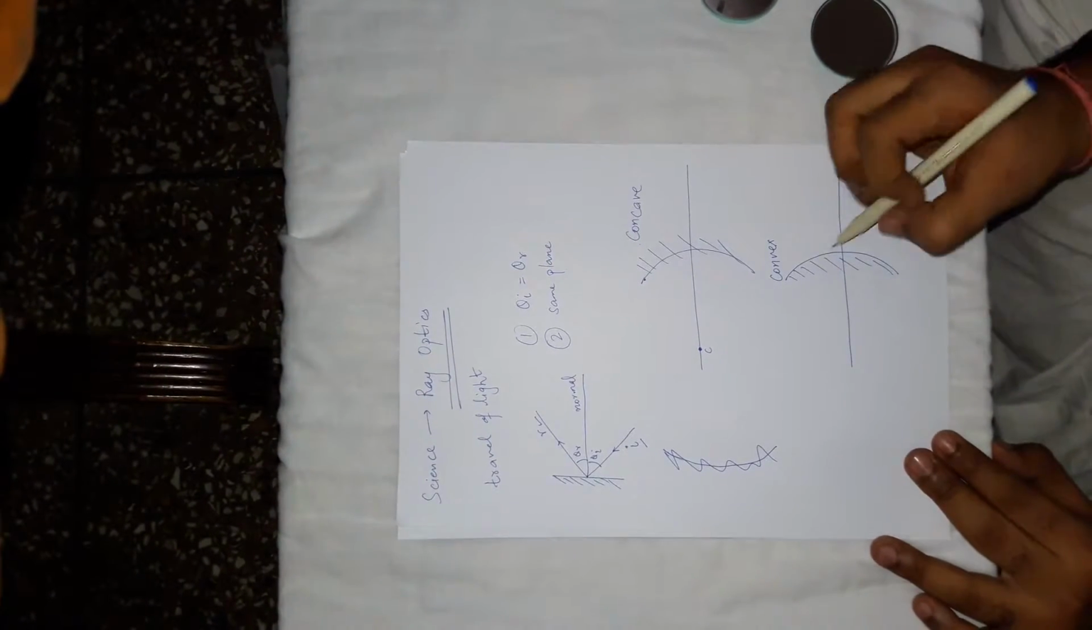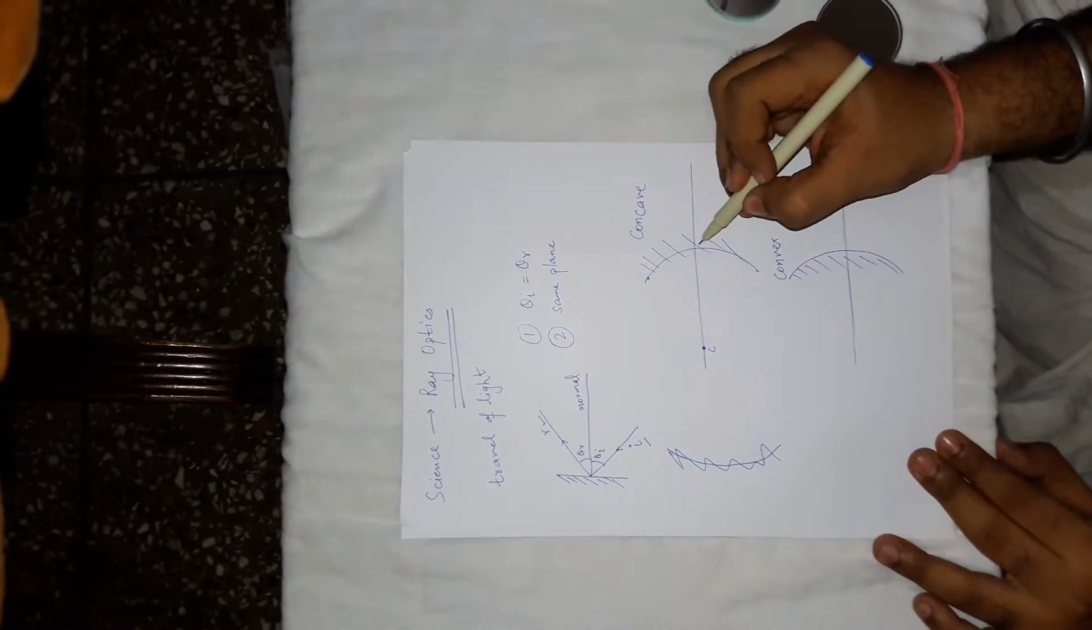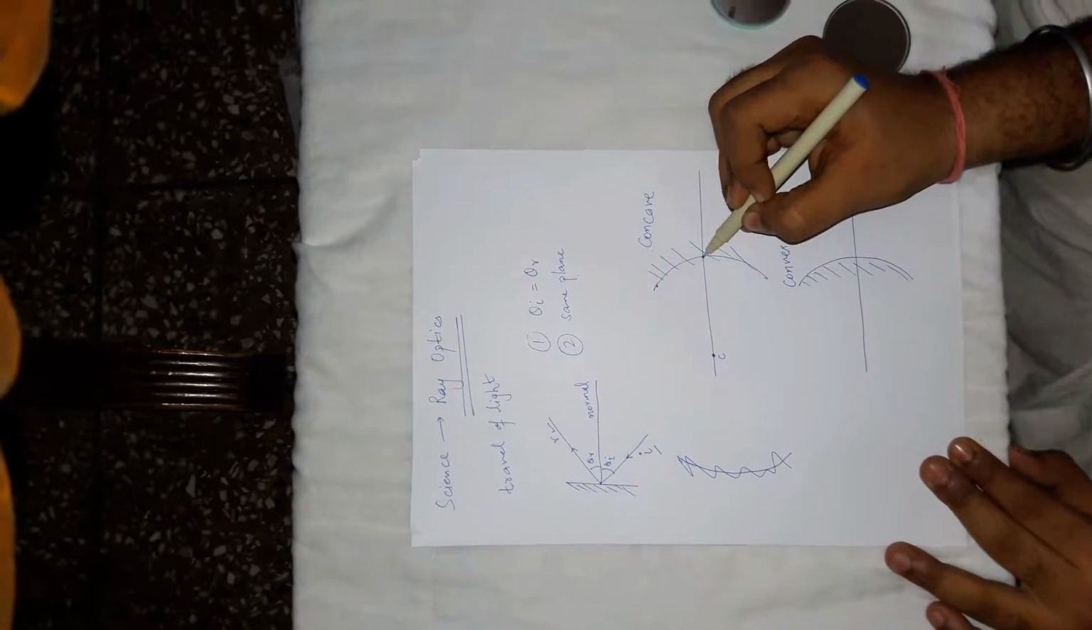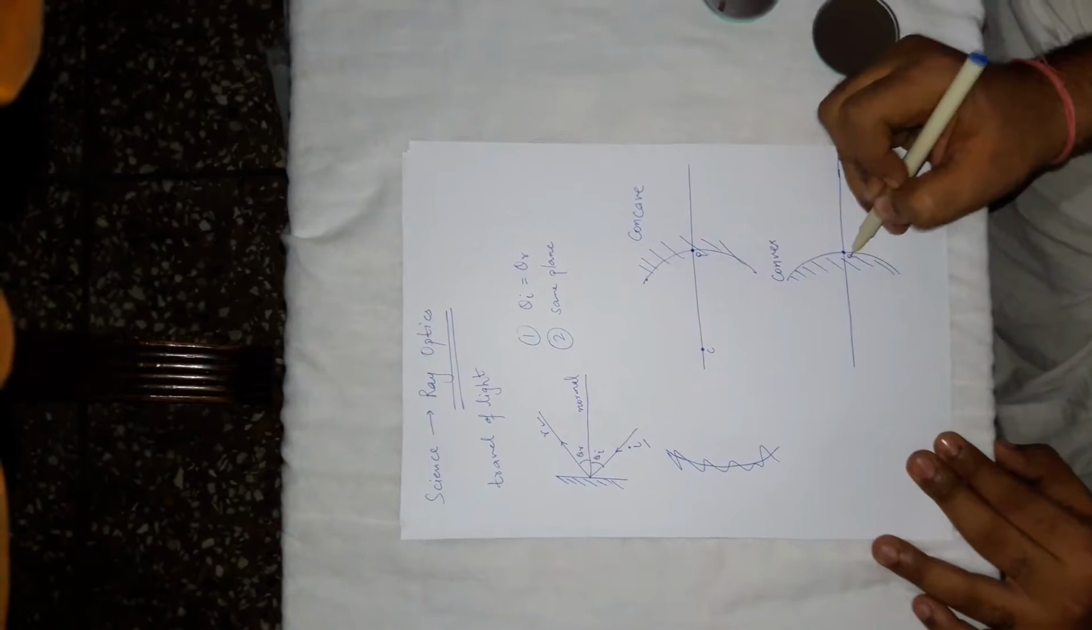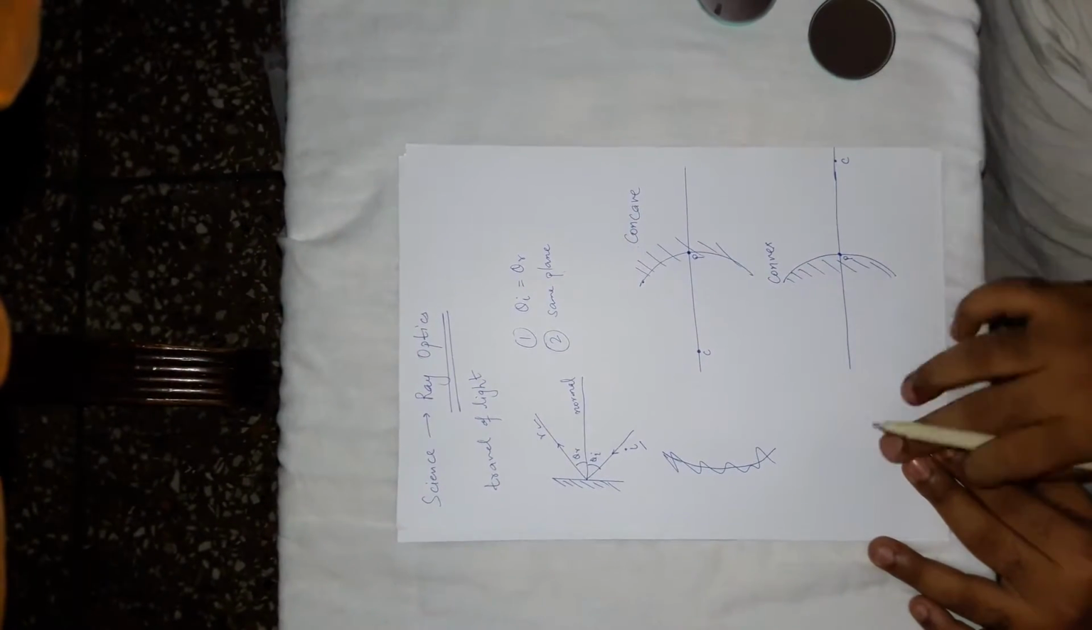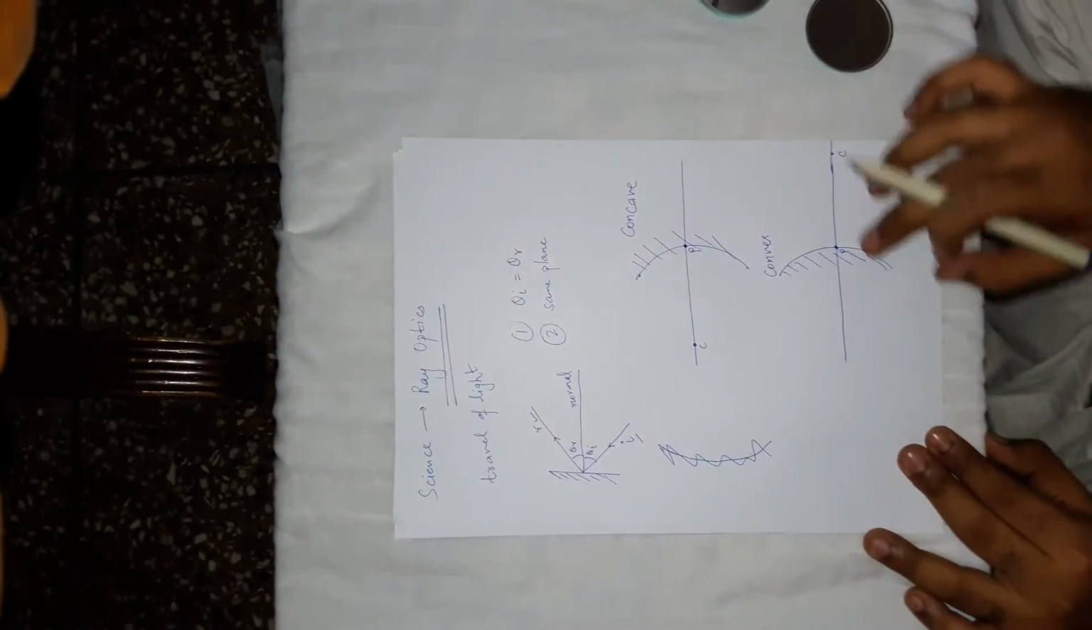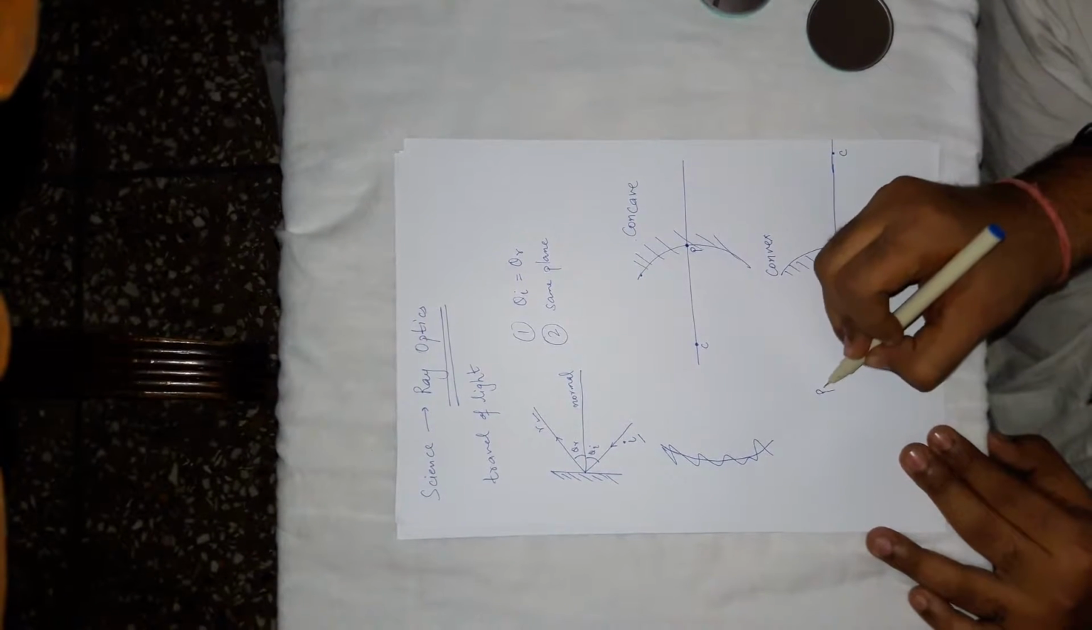The center at the shiny surface would be called P, pole. Okay, P, pole. The line joining the P and C in both the mirrors is called the principal axis.